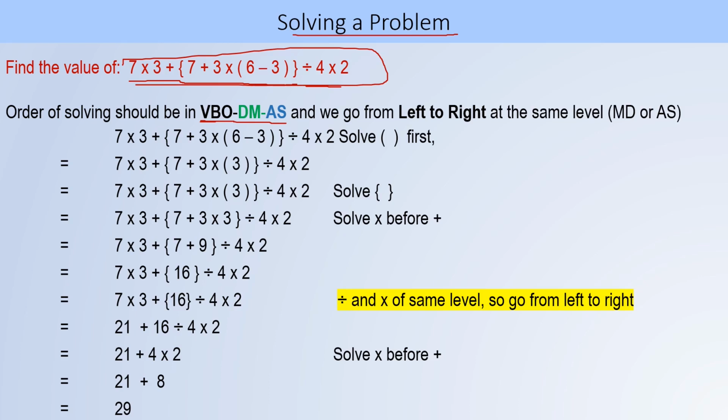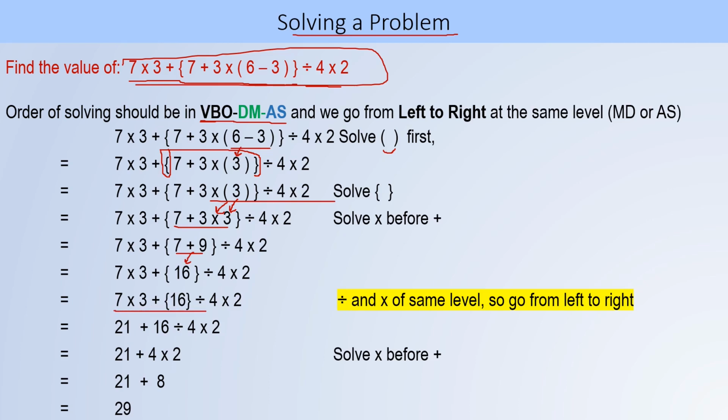In the brackets we have to solve the parenthesis first. So we solve the parenthesis 6 minus 3, and we get a value equal to 3. Then we go to the next level of bracket, which is the curly brackets here. These are the curly brackets, and we solve the expression within them. This 3 has come here because we solved the parenthesis, but now we are solving the expression within the curly bracket. So we get 7 plus 9, which is equal to 16.